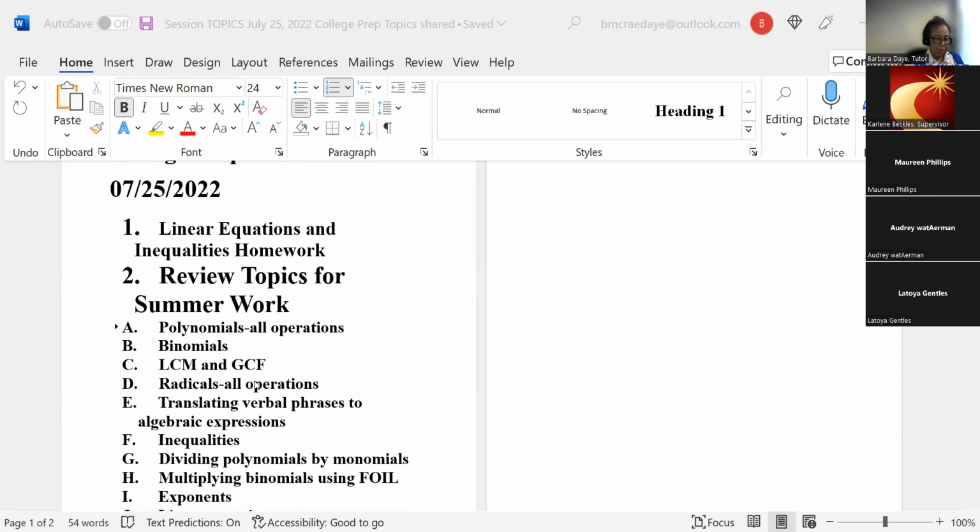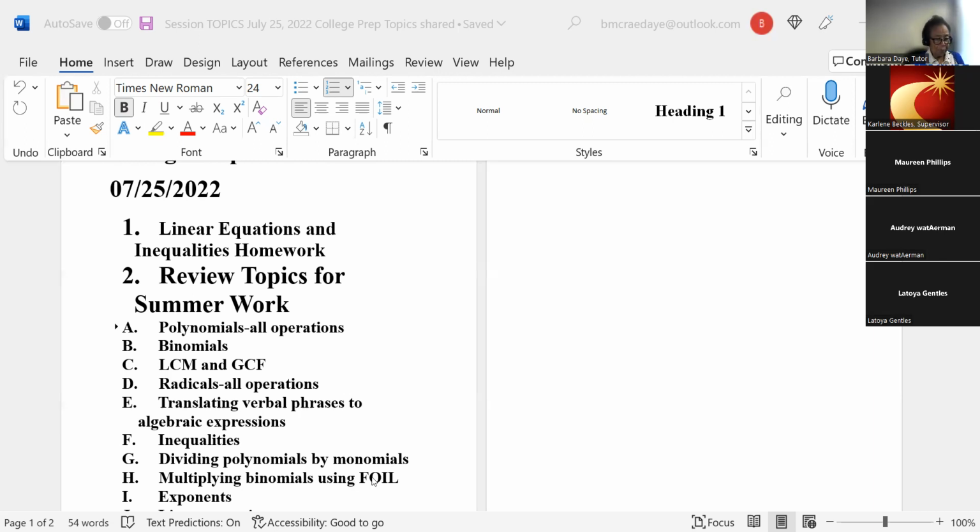Radicals, we're going to do all operations. We'll be simplifying, adding, multiplying, subtracting, dividing. Okay. Translating verbal phrases to algebraic expressions. We've done those. Be able to look at the words and translate them to the math. Inequalities: greater than, less than, greater than or equal, less than or equal. Be familiar with what they mean. You'll have some word problems on them. And as I said before, dividing polynomials by monomials.